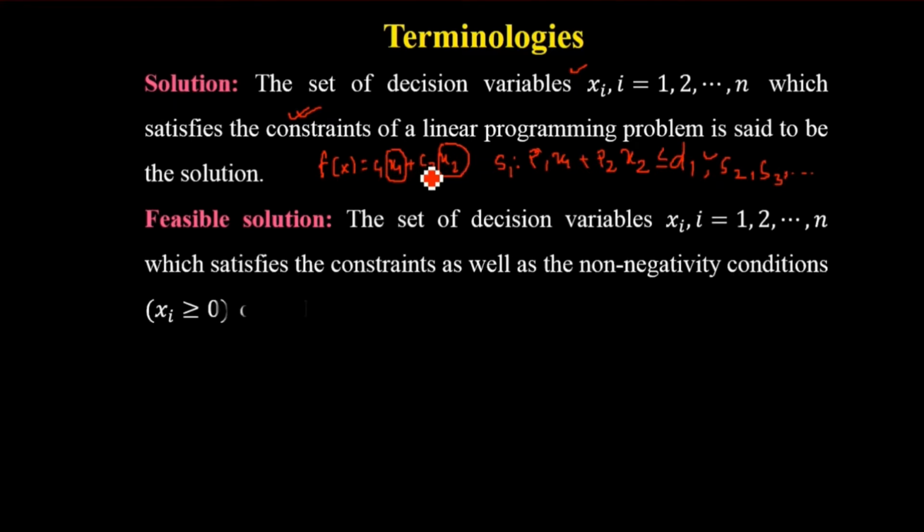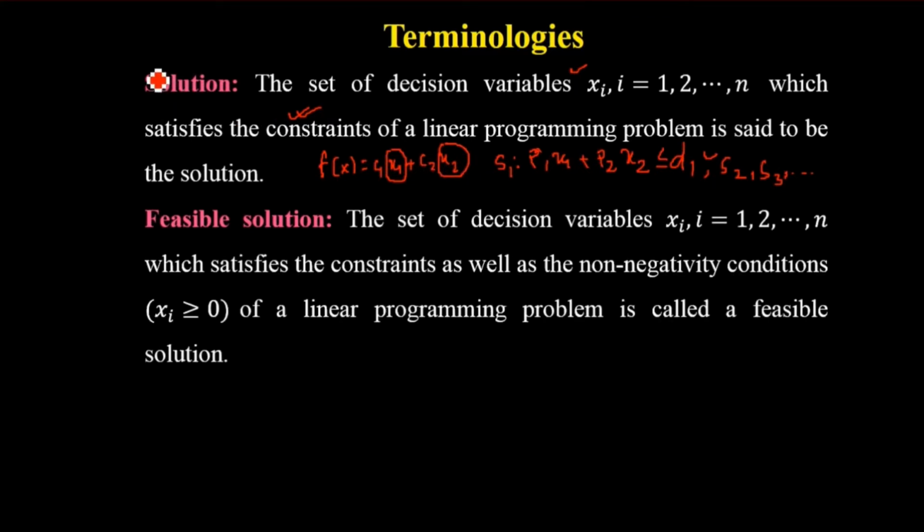Now next we will see the second term which will be frequently used. In addition to solution, we have an extra thing, that is feasible solution. When is the solution called feasible? That is very important. The set of decision variables xi, with i running from 1 to n, which satisfy the constraints as well as the non-negativity conditions, that is xi ≥ 0.